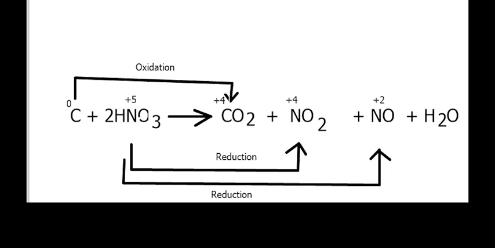That reactant that is reduced is said to be the oxidizing agent, while that reactant that was oxidized is said to be the reducing agent. So therefore, carbon is the reducing agent as it caused the reduction of nitrogen in nitric acid, while the nitric acid is the oxidizing agent as it caused the oxidation of the carbon atom.